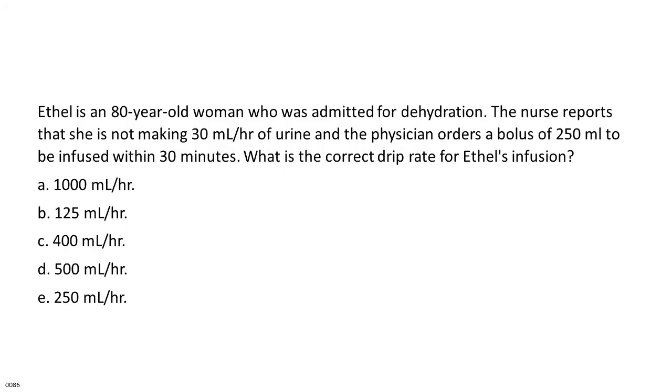Ethel is an 80-year-old woman who was admitted for dehydration. The nurse reports that she is not making 30 milliliters per hour of urine and the physician orders a bolus of 250 milliliters to be infused within 30 minutes. What is the correct drip rate for Ethel's infusion? A. 1000 milliliters per hour. B. 125 milliliters per hour. C. 400 milliliters per hour. D. 500 milliliters per hour. E. 250 milliliters per hour.